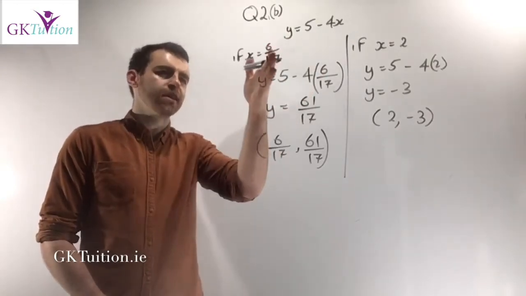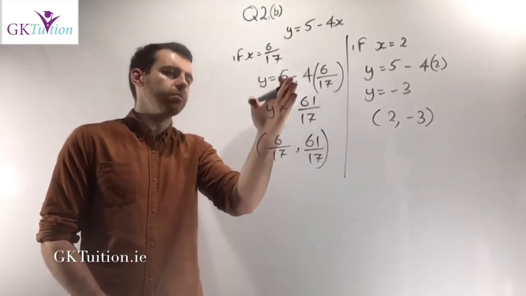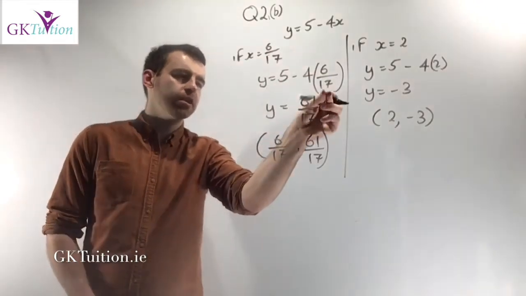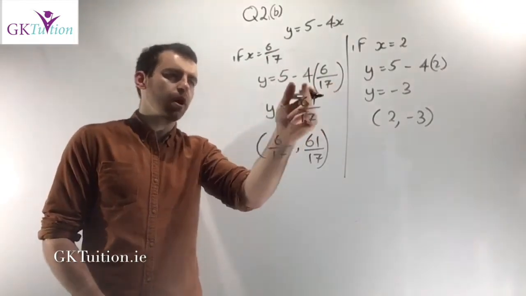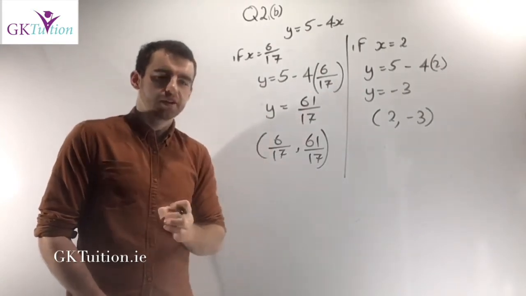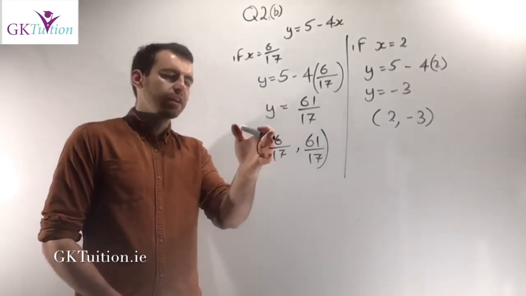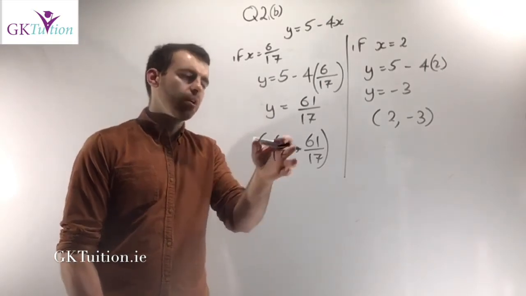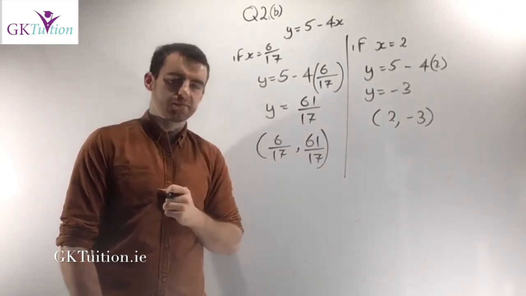If x is 6 over 17, I simply subbed in, I got 5 minus 4 times 6 over 17, which if I plug all of that into my calculator, y works out as 61 over 17. So my first set of answers is x could be 6 over 17 and y could be 61 over 17.